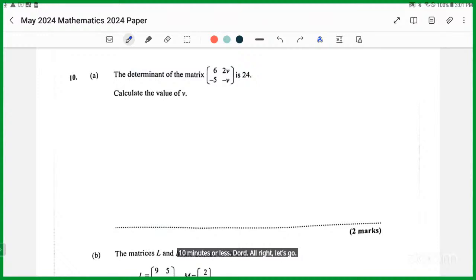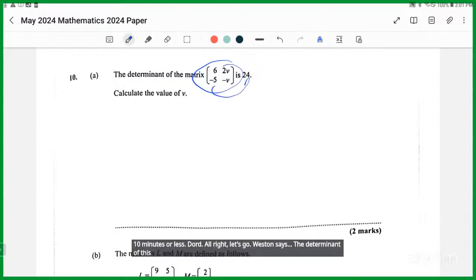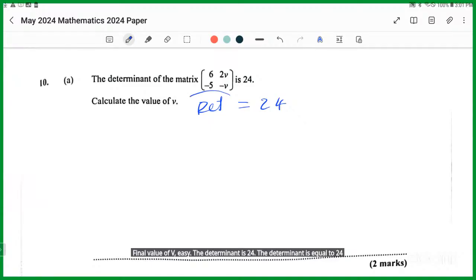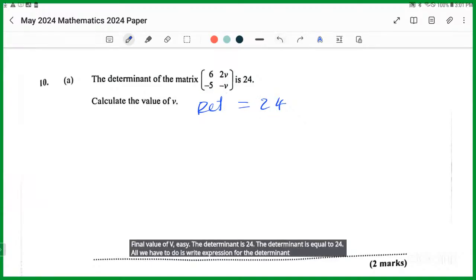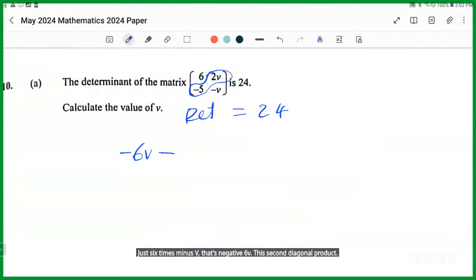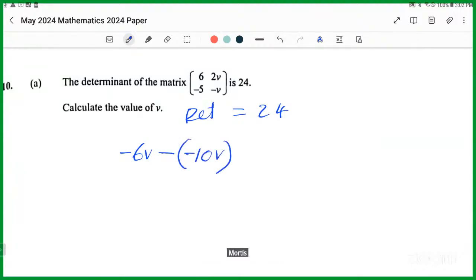The question says, the determinant of this matrix is 24. Find the value of V. Easy. The determinant is equal to 24. So all we have to do is write the expression for the determinant, put it equal to 24 and solve it. Now, what's the determinant equal to? It's this first diagonal product, which is 6 times negative V, that's negative 6V, minus this second diagonal product, which is negative 10V. 5 times 2 is 10, negative 10V. Notice that we are subtracting negative 10V.